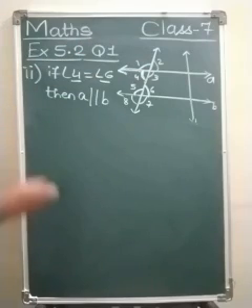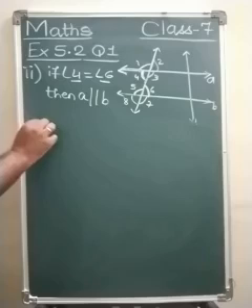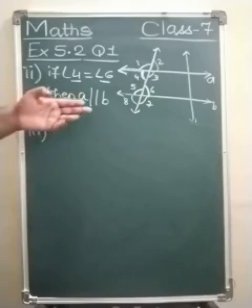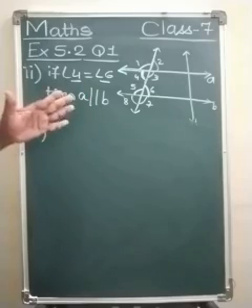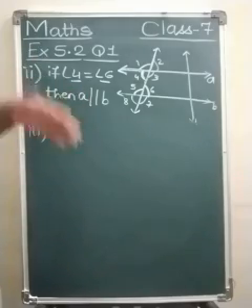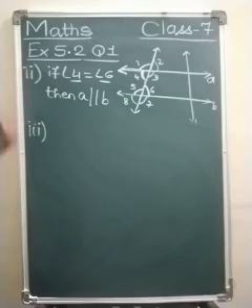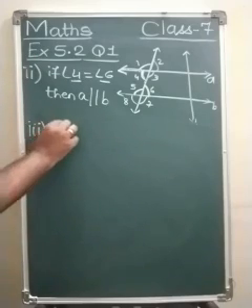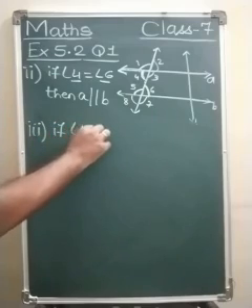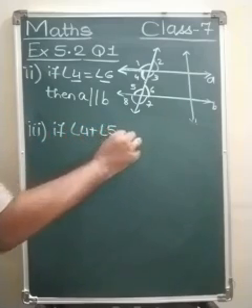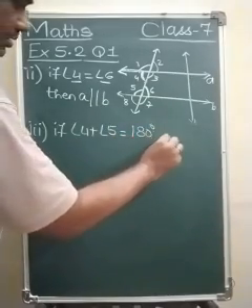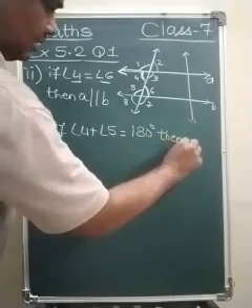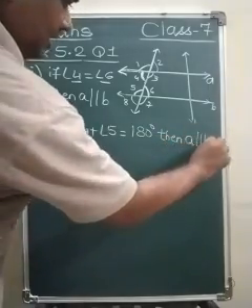Okay, and the third one is, so while writing the answers, you have to see the explanation videos. Otherwise, you are not going to get it. Just copying down in the book is not going to help you. If angle 4 plus angle 5 equals 180 degrees, then A is parallel to B.